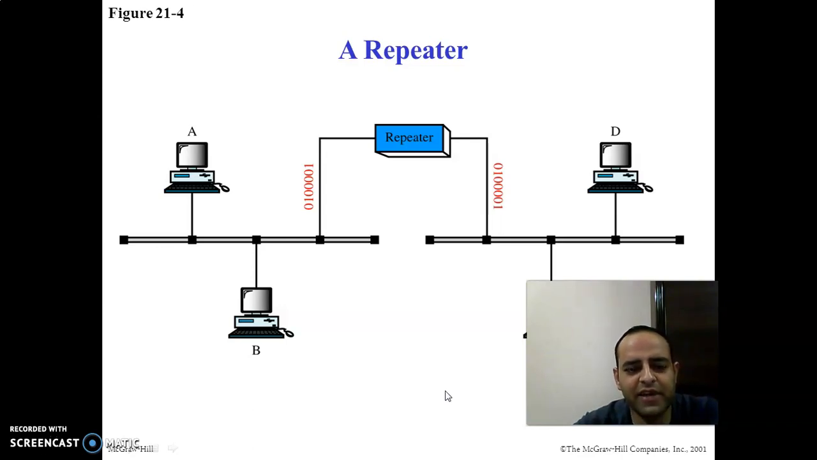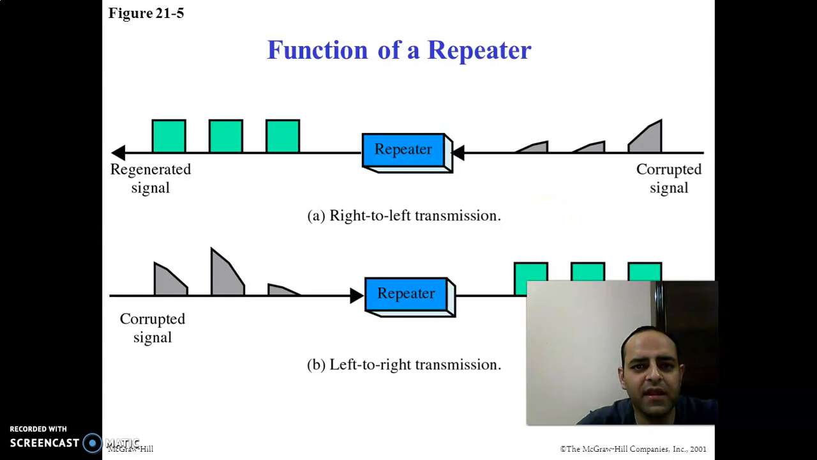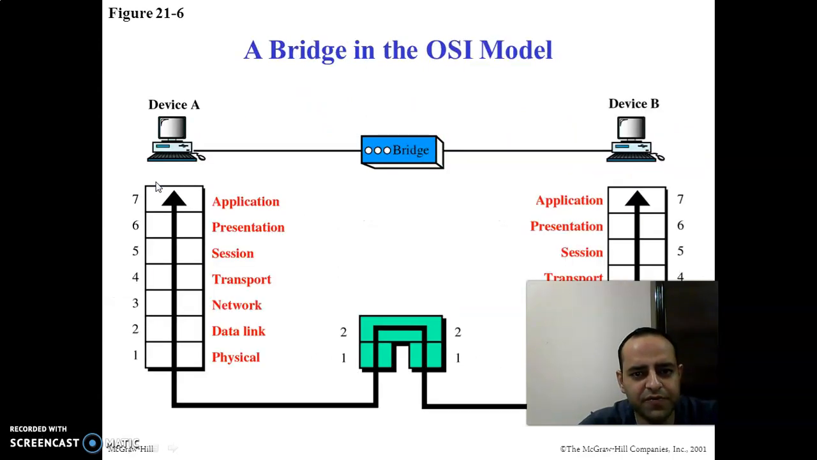We have to use a device called a repeater. So between the two network segments, I have to use a repeater. I will send a signal from here to that segment, and the repeater will regenerate the signal for me. It will increase the strength of the signal so that the signal does not die out. That is the function of the repeater. If you have a corrupted signal, or a signal which is dying, it can give you a regenerated signal.